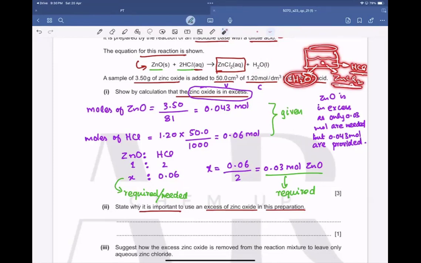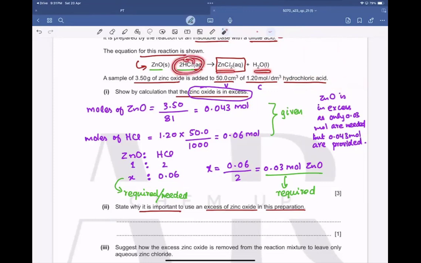Is this understandable? So that's why we use a solid in excess. To make sure that whatever reactant is present in the aqueous state, all of its amount must be used up. So we are left with only the products, and none of the HCl in the aqueous solution must be left behind.